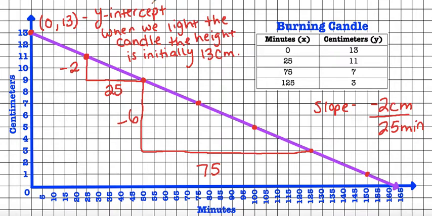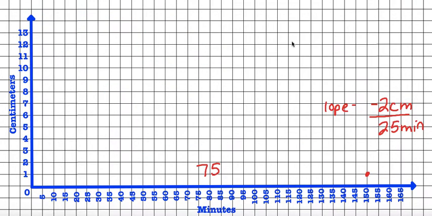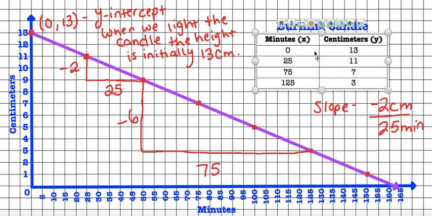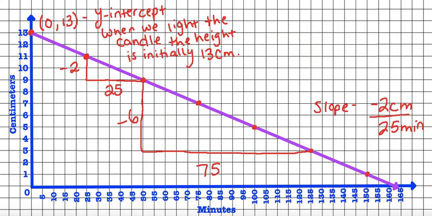And so with this being said, we have our slope and we have our y-intercept, and with that we could write an equation. So our equation starts as y equals, and y represents our y values, which is our centimeters, and the rate that our candle is decreasing by is 2 centimeters every 25 minutes. And we initially start off with 13 centimeters.